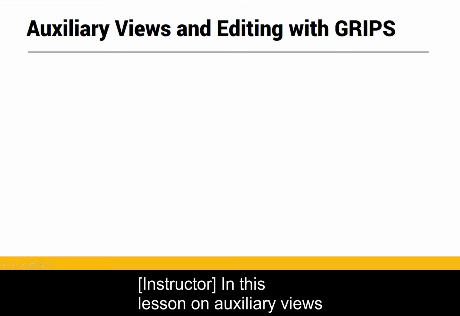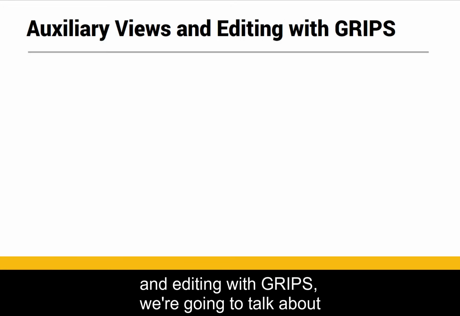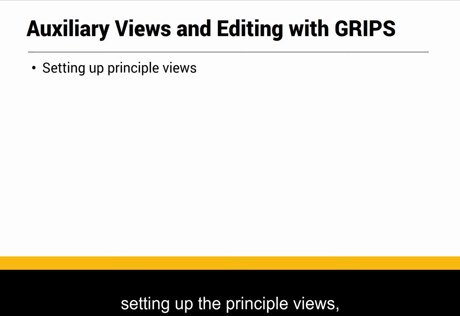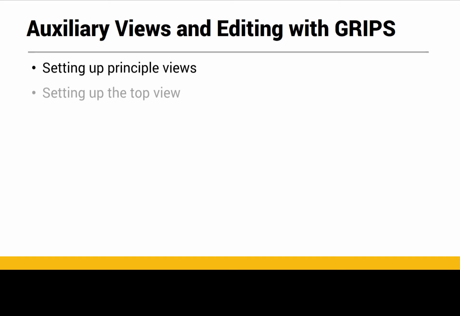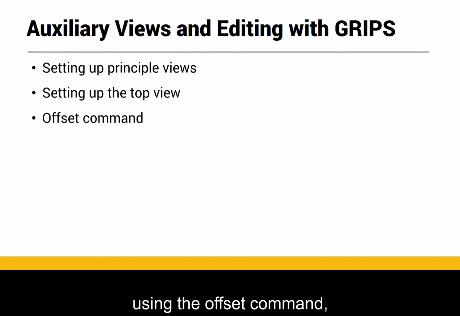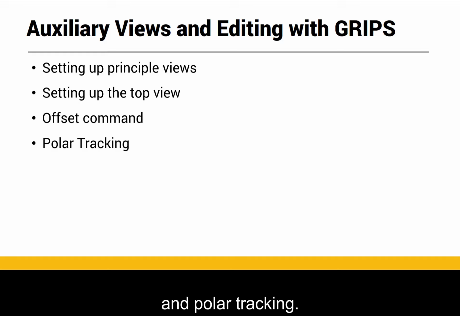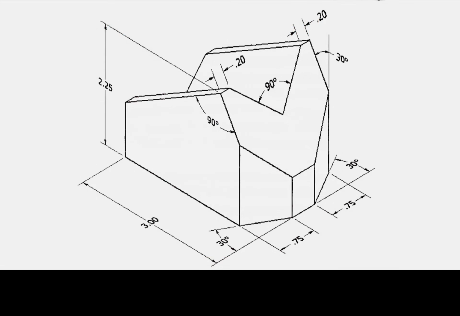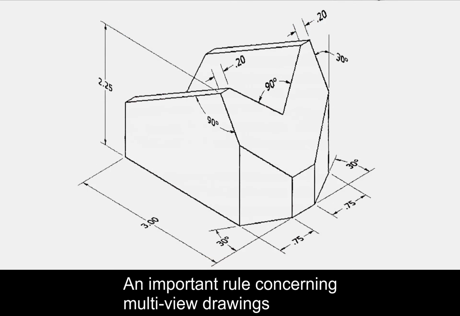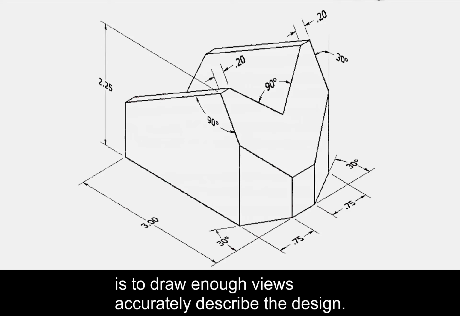In this lesson on auxiliary views and editing with grips, we're going to talk about setting up the principal views, setting up the top view, using the offset command, and polar tracking. An important rule concerning multi-view drawings is to draw enough views to accurately describe the design.